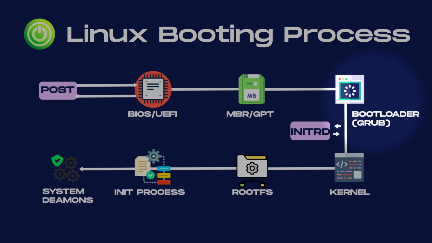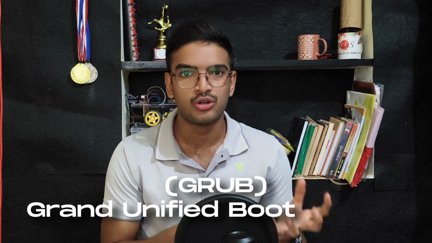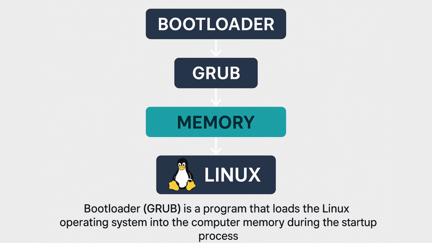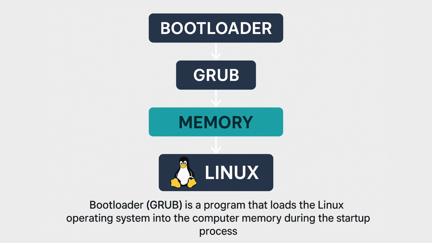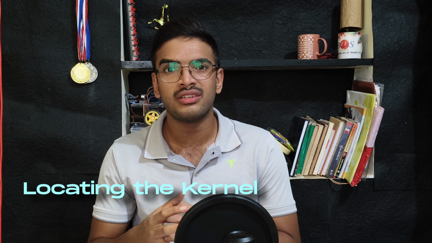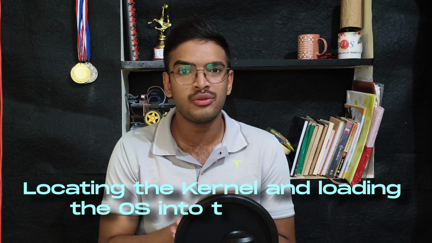In the next step, we have the bootloader. In Linux systems, the bootloader used is GRUB, Grand Unified Bootloader. It is a widely used bootloader in Linux systems and is responsible for managing the booting process of Linux based systems. It is a program that loads the operating system into the computer memory during the startup process. GRUB is specifically designed for Unix-like operating systems. GRUB's primary functions include locating the kernel and loading the operating system into the memory.